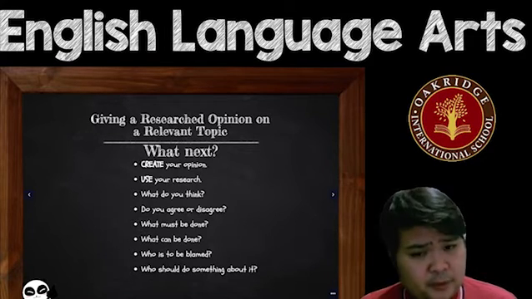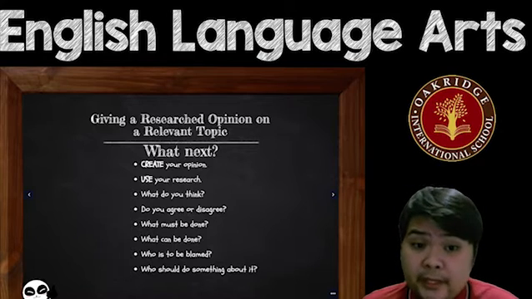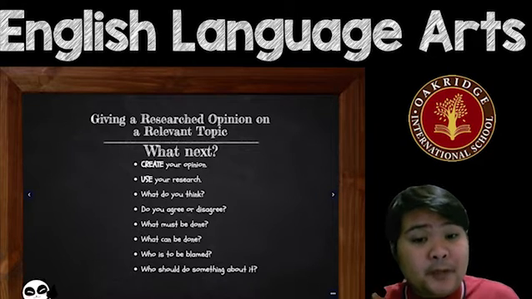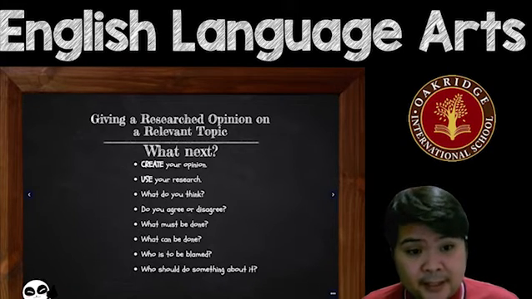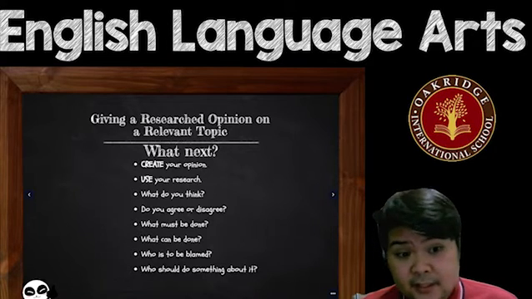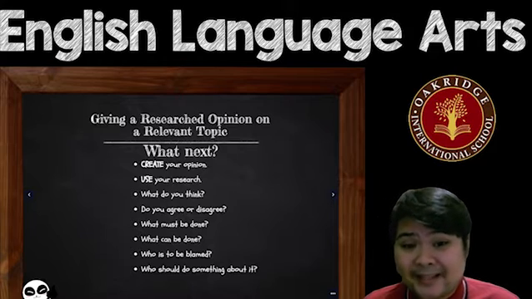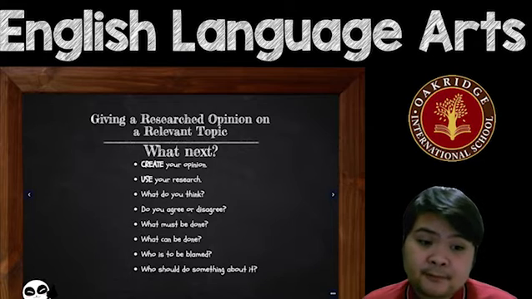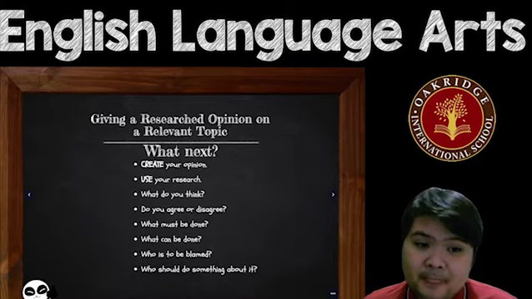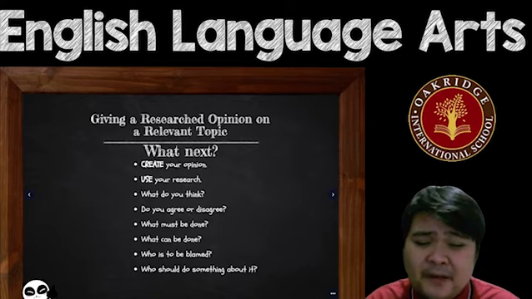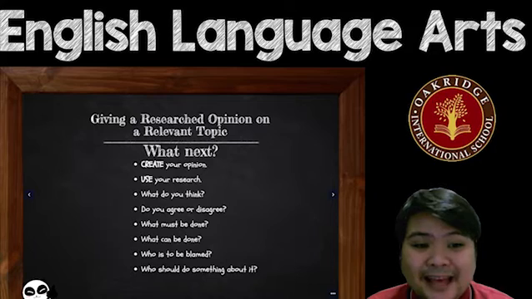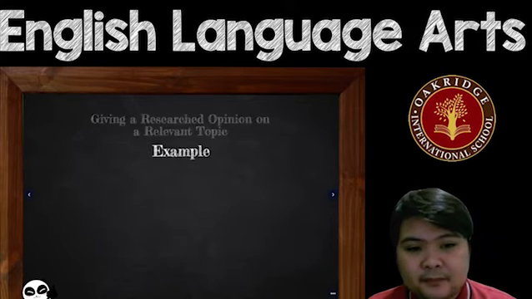Answer the questions. What do you think? Do you agree or disagree? Very important. Especially later on in your projects, you will be using this topic right here. So, this is a very important question too. Do you agree or disagree? What must be done? What can be done? Who is to be blamed in case that's what you're researching about? Who should do something about it? Answer these questions and come up with a very well organized opinion. Alright? That is how you'll do it. So, let's give an example.